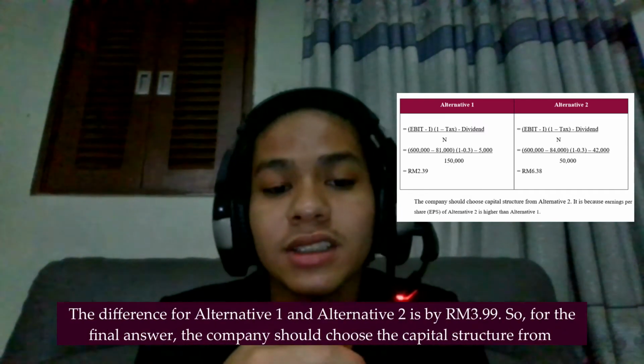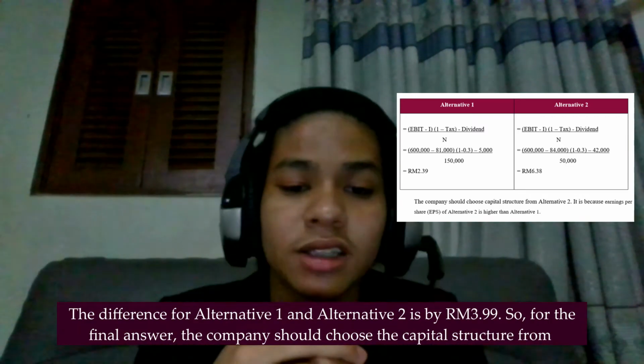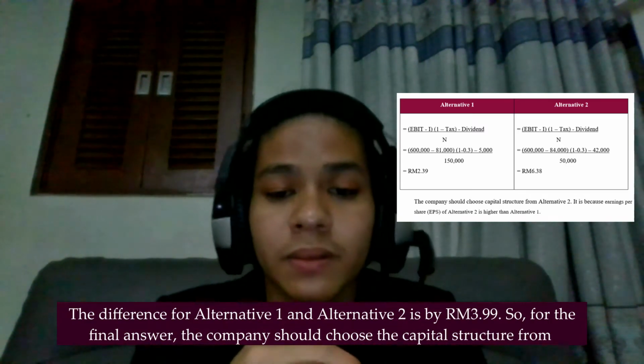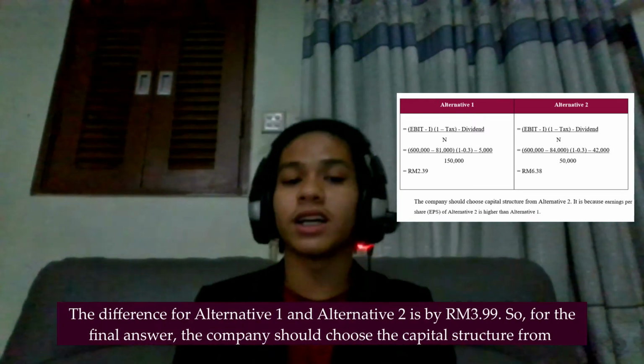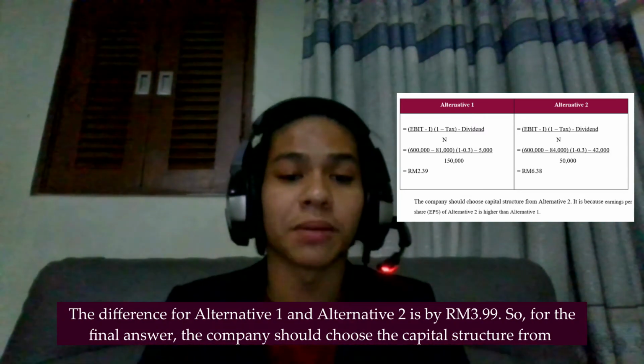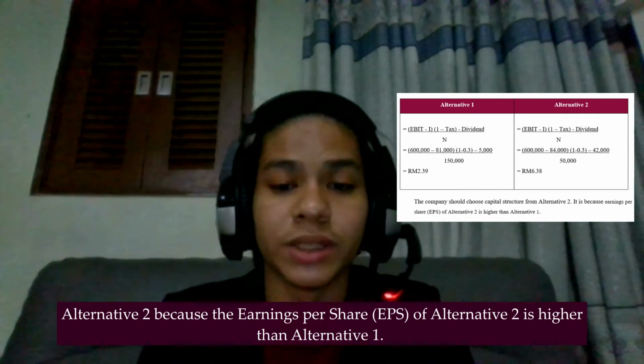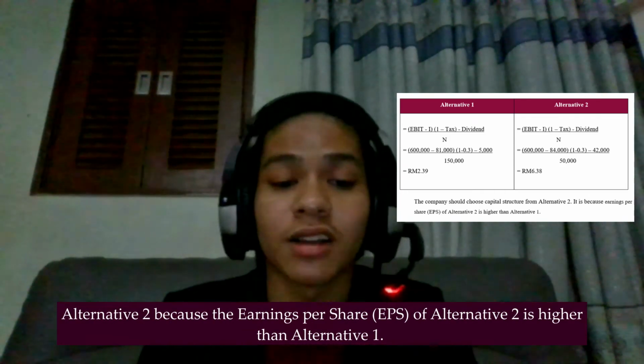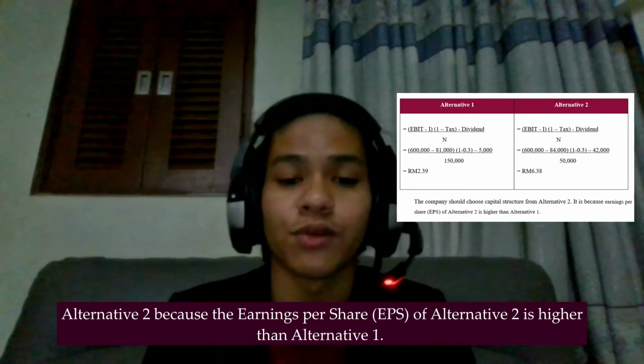The difference for alternative 1 and alternative 2 is RM3.99. So, for the final answer, the company should choose the capital structure from alternative 2 because the earnings per share (EPS) of alternative 2 is higher than alternative 1.